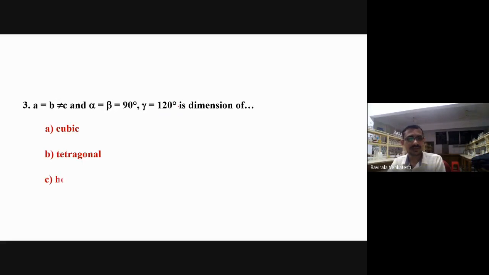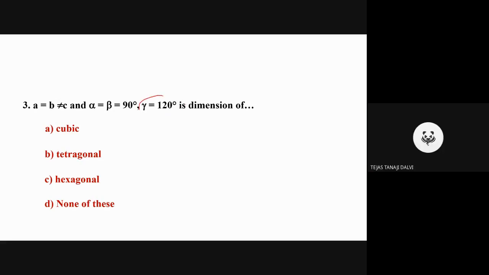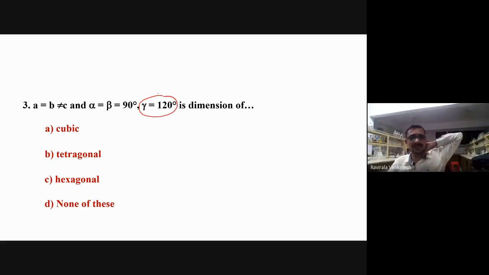Next, can you say what is the answer for this one? A equal to B, B not equal to C, and alpha, beta, gamma. If you get 120 degrees, where do we get it? Hexagonal. Hexagonal only. No need to see the rest. If you get 120 degrees, simply we can say it is hexagonal here. With only 120 degrees we can easily identify that.